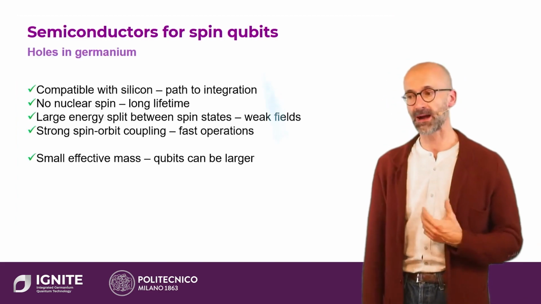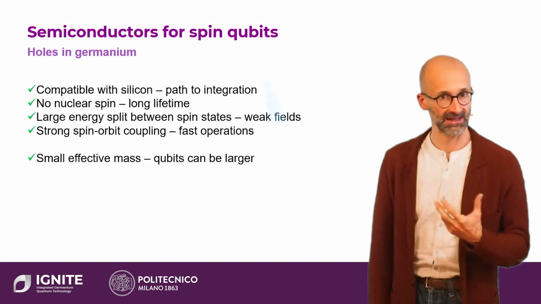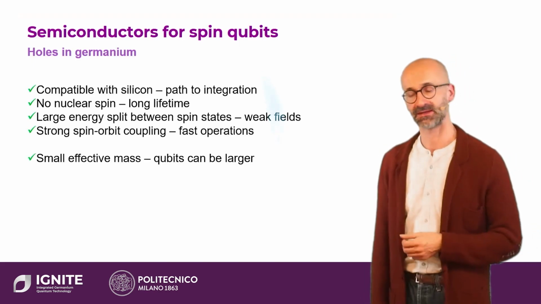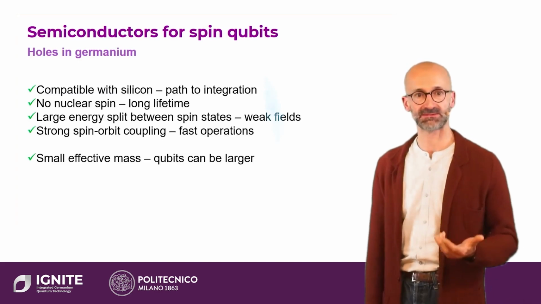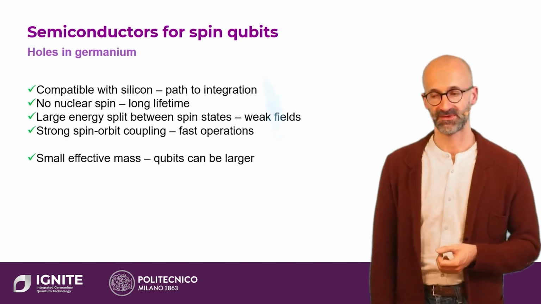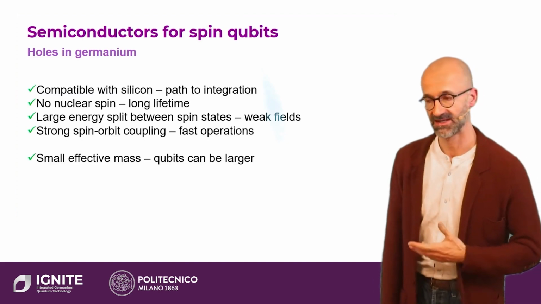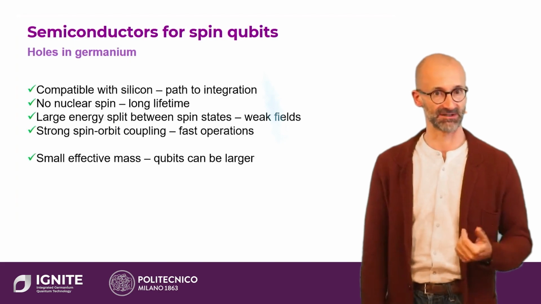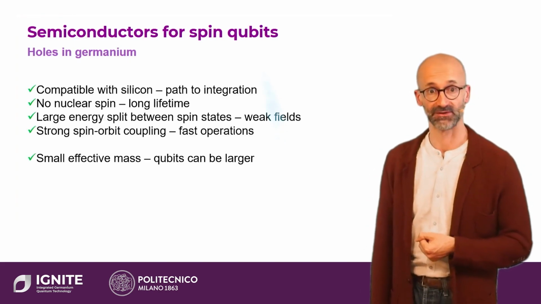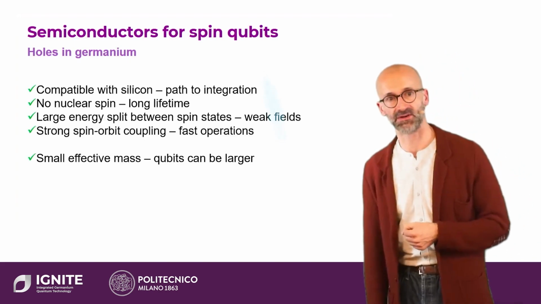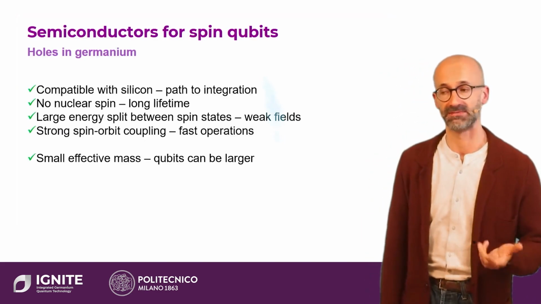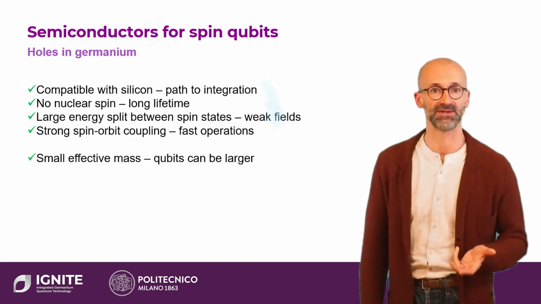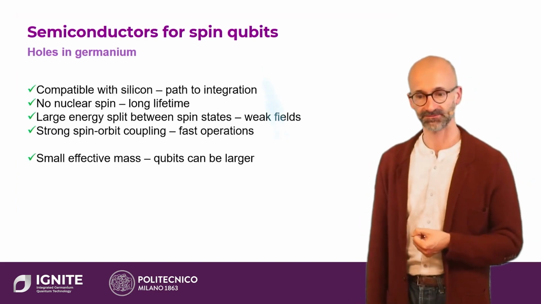The strong spin-orbit coupling means that by applying electric fields, we can cause fast operations of spin splitting between the states, and these states can be spin split even with weak magnetic fields, because the proportionality between the field and the energy splitting is much larger for holes than it is for electrons. And the small effective mass for holes in germanium means that the qubits can be larger, so we can think about qubits on the scale of 50 to even 100 nanometers, which is much easier to fabricate.